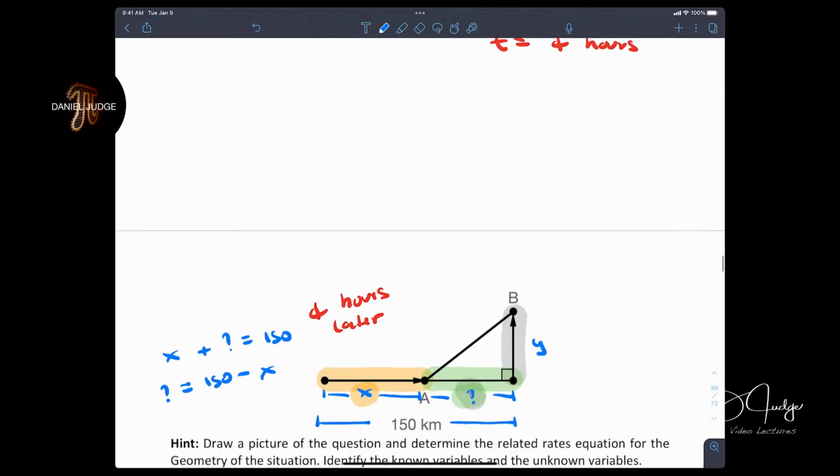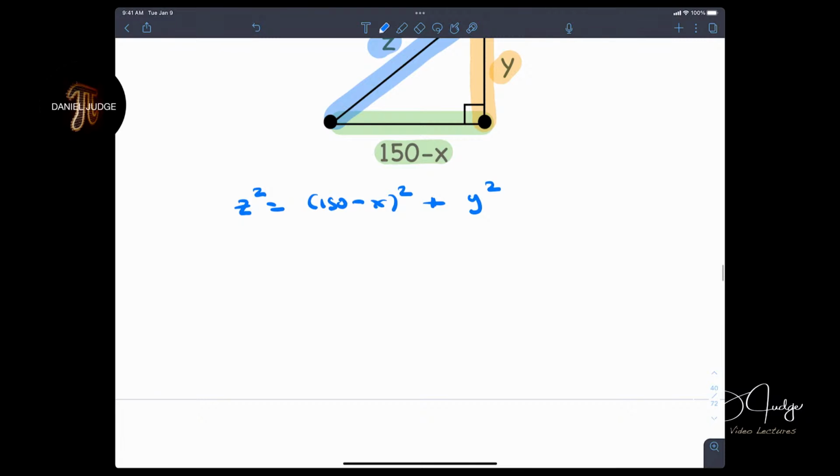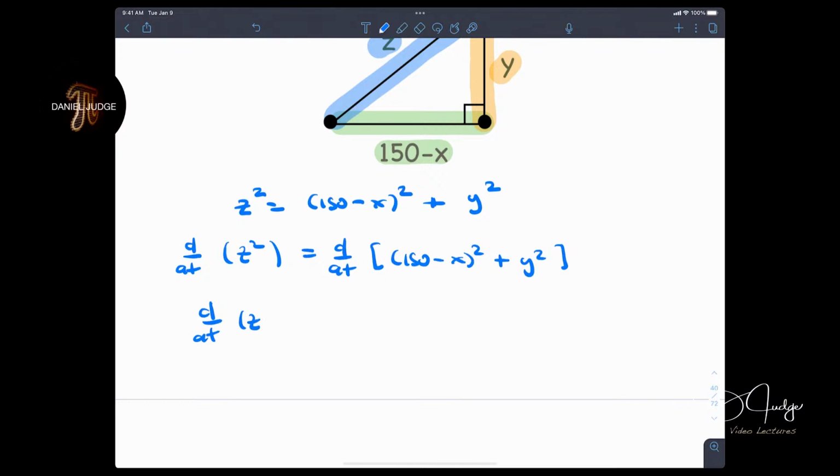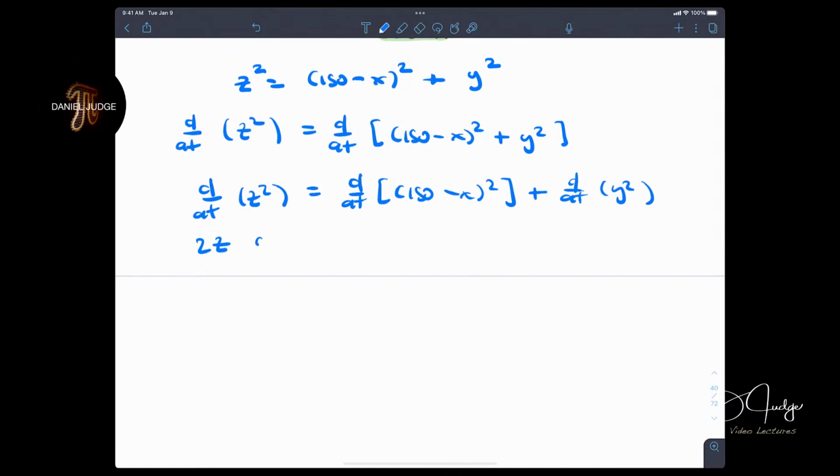We called it a and b. We'll change it. But let's get the related rates equation. So I want to let you guys know when we differentiate both sides with respect to t. z squared, d dt, 150 minus x squared plus y squared. d dt z squared becomes, look at this as a sum. So you get 2z dz dt, 2 times 150 minus x, d dt 150 minus x. Don't forget the chain rule.